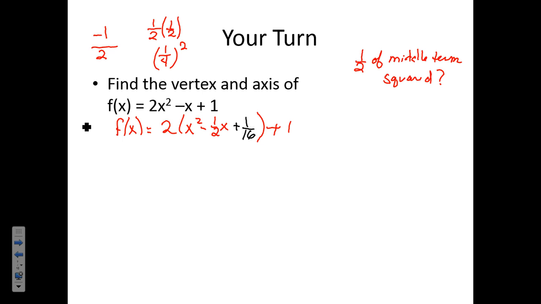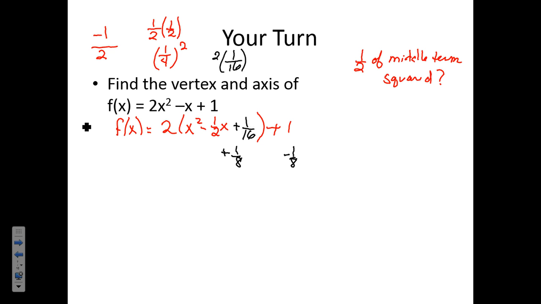Be careful because of this leading coefficient. I'm not actually adding 1/16 here. I'm adding 1/16 times 2, which is the same as what? 1/8. Okay, so if I've added 1/8 to the side, the net result was adding 1/8, then to balance it, to keep it the same, to keep it consistent without modifying more than just its appearance, I have to take away 1/8 as well. We're good with that?